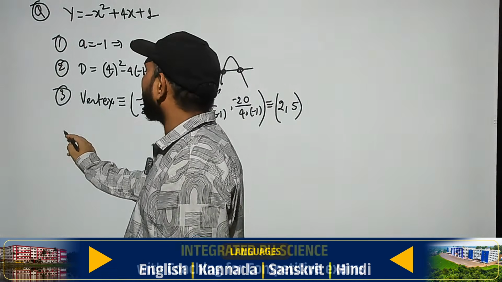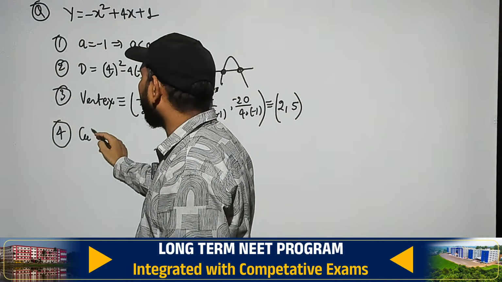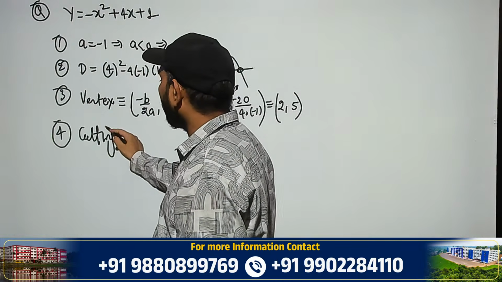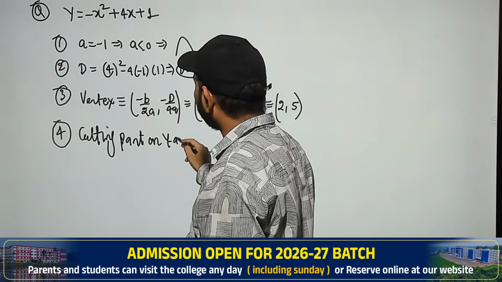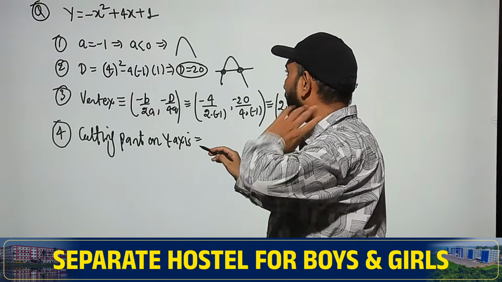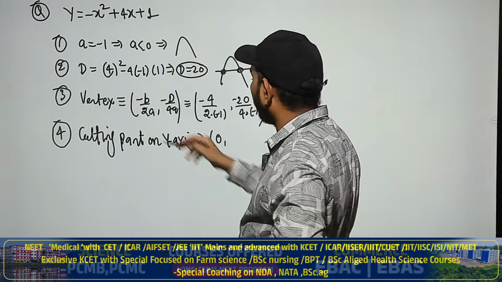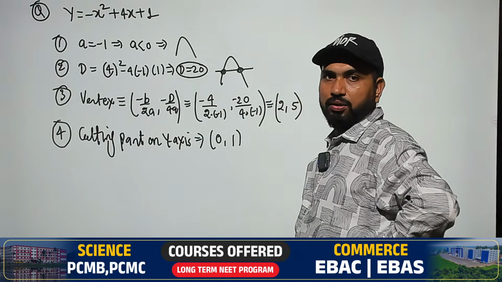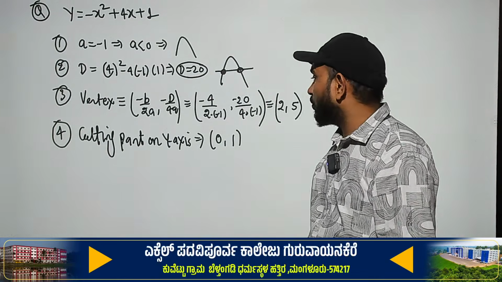Now the next step is what? The cutting point on the y-axis. It means put x value 0, then what is the y value? Sorry, 0, 1.